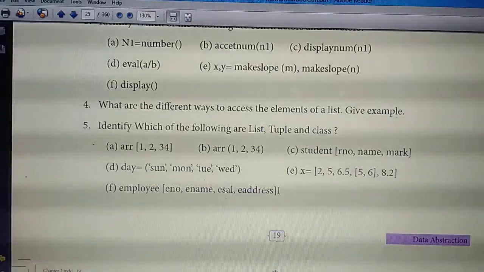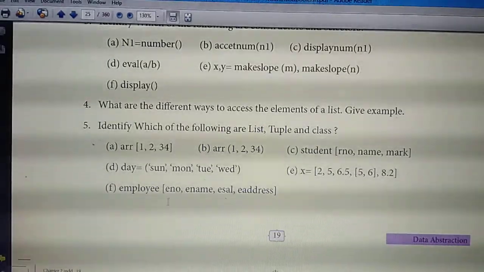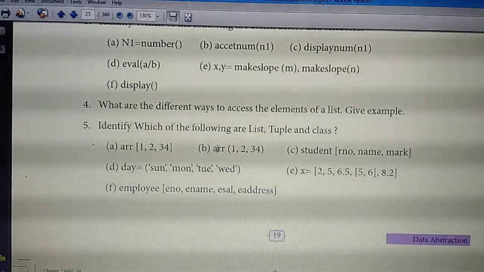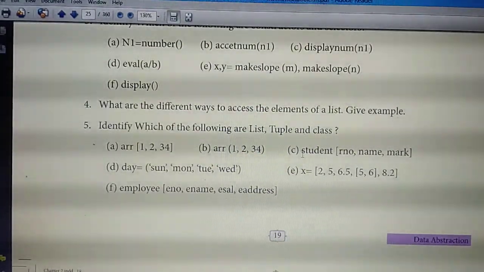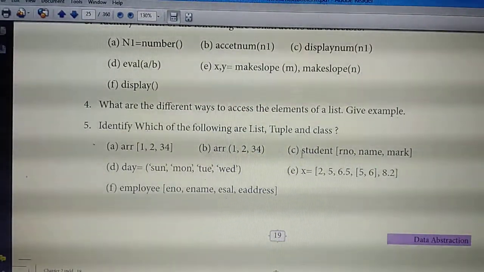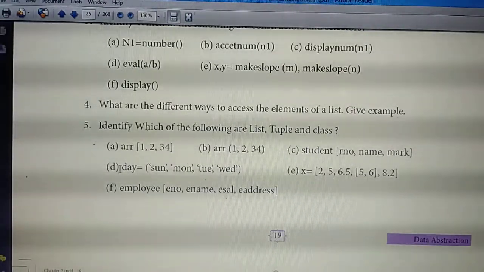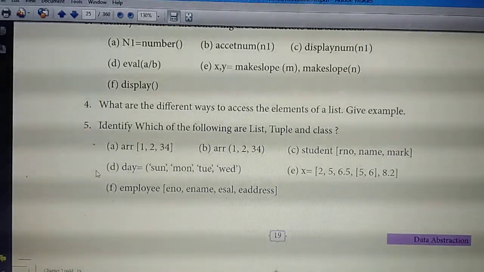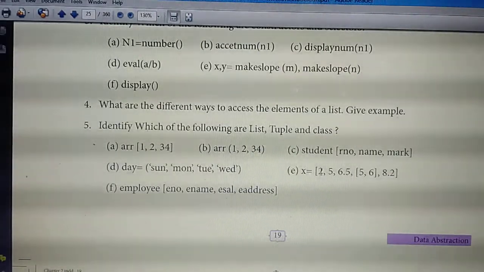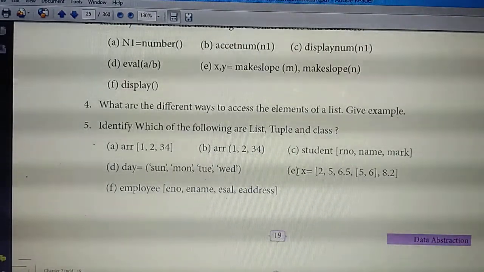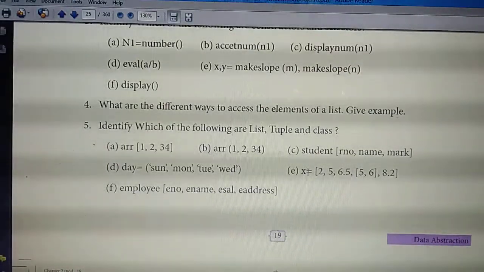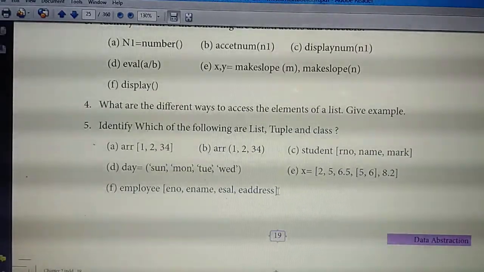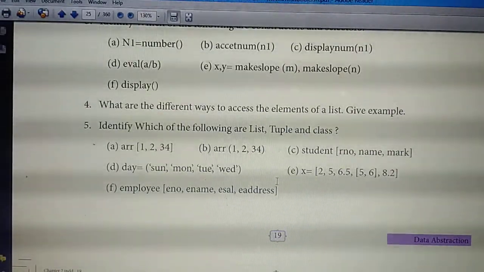Have you all written? Once more I am dictating. A answer is list. B is tuple. Answer for C is class. Answer for D is tuple. Answer for E is list. The answer for F is class. Have you all written?